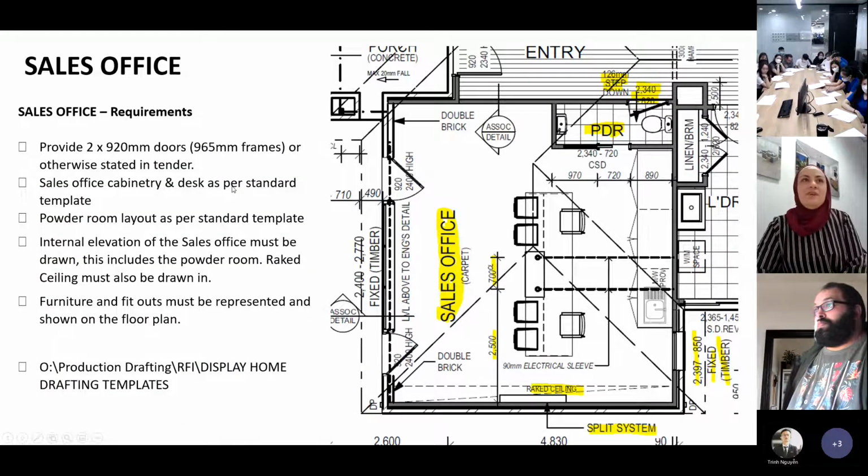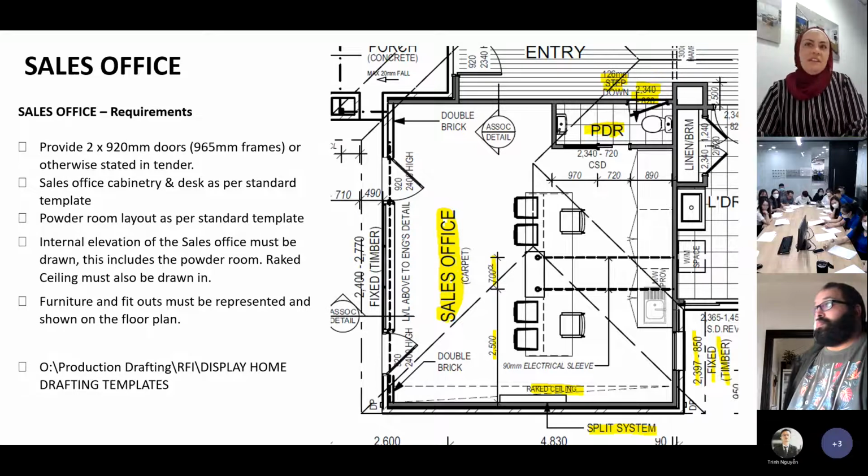All right, and this is what the sales office looks like. So if in the tender it says to provide a sales office, this is what it should look like. So on all jobs that say you need a sales office, you provide 2 by 920 doors, 965 including the frames, or otherwise stated in the tender. It's very rare, but usually most times it's always at this dimension, so 920 doors. So these 2 doors on the side. The sales office cabinetry and desk as per standard template.